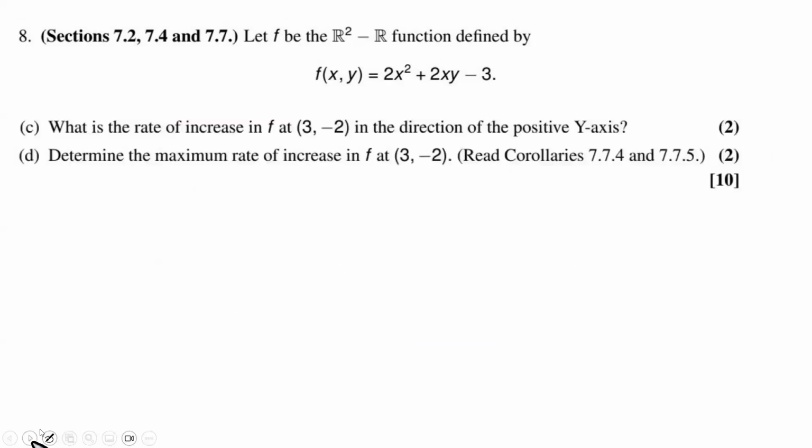Next one, part C. What is the rate of increase in f at 3 and minus 2 in the direction of the positive y-axis? Let's look at that one. Okay, we're looking at part C. Right, to do part C now, we're looking at 8C.